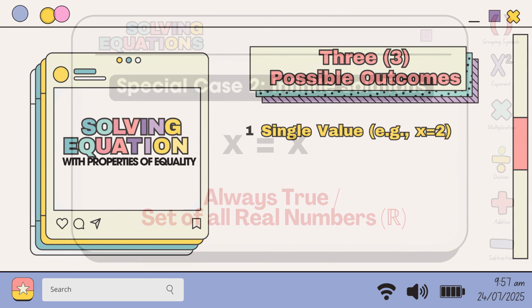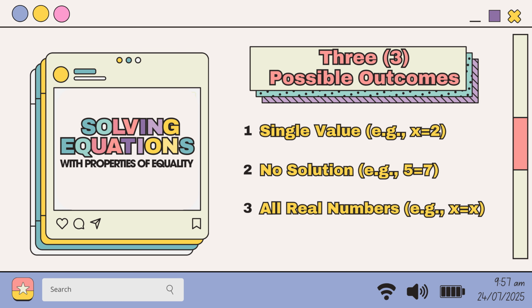Always remember, there are 3 possible outcomes. First, a single value, for example, x = 2. Or no solution, for example, 5 = 7. Or it could be all real numbers, for example, x = x. Keep your scale balanced and solve with confidence.